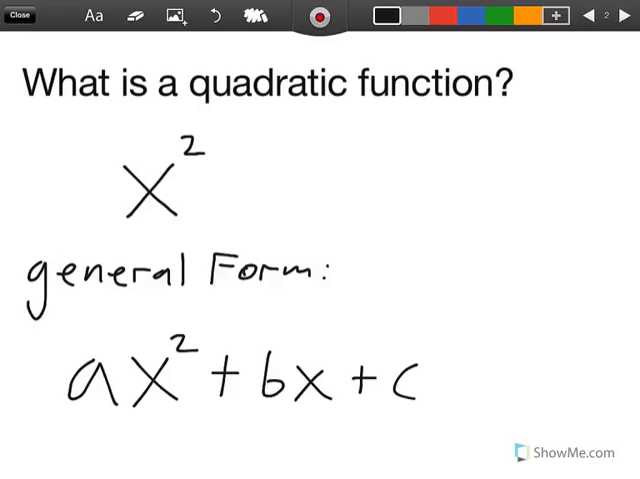First, what is a quadratic function? And the answer is quite simple. It is any function whose degree is 2. So anything with x squared. Notice this is the key. The general form for a quadratic function is ax squared plus bx plus c. Notice the x squared.